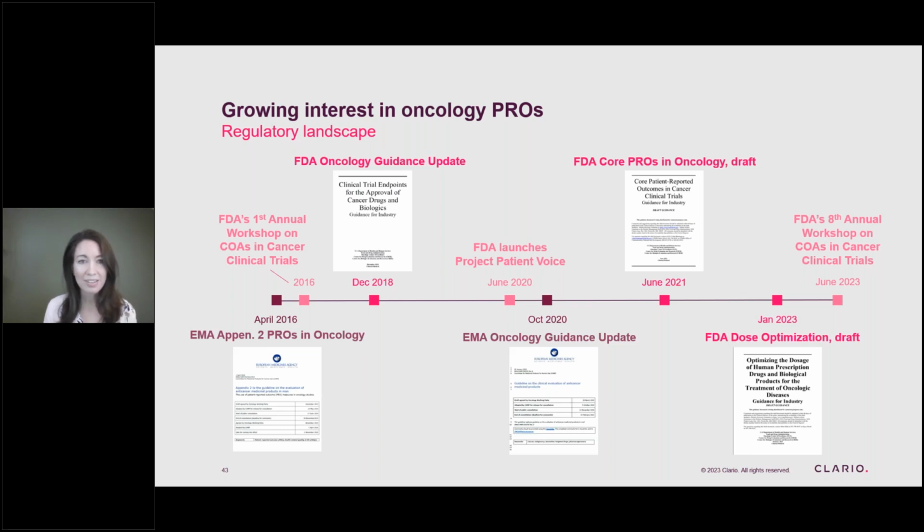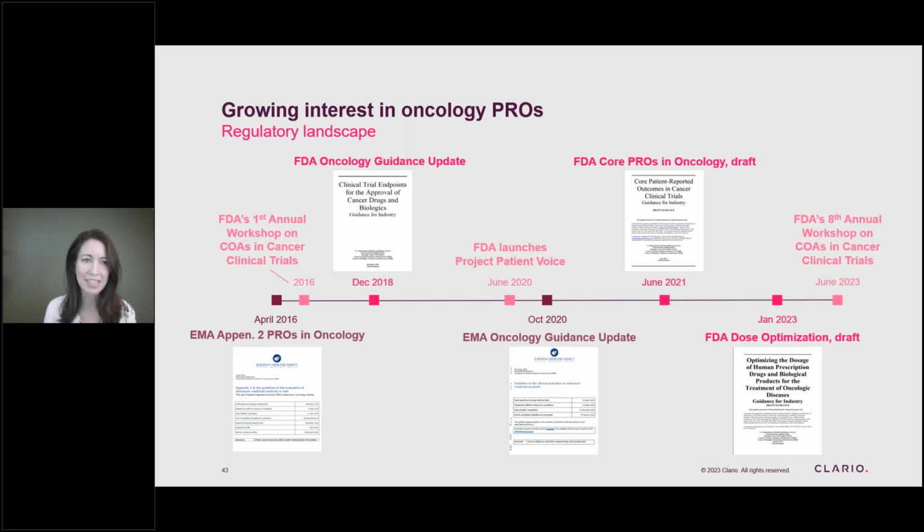There are lots of other oncology guidances not included here. This is just a snapshot of those that relate to PROs specifically, and you can see both the FDA and EMA updated their main oncology guidance in the last few years. And in those updates, they've both emphasized the importance of PROs in better addressing the risk-benefit evaluation of oncology treatments.